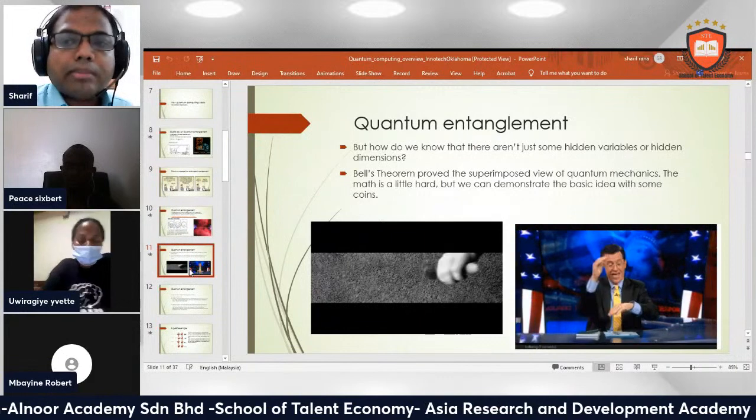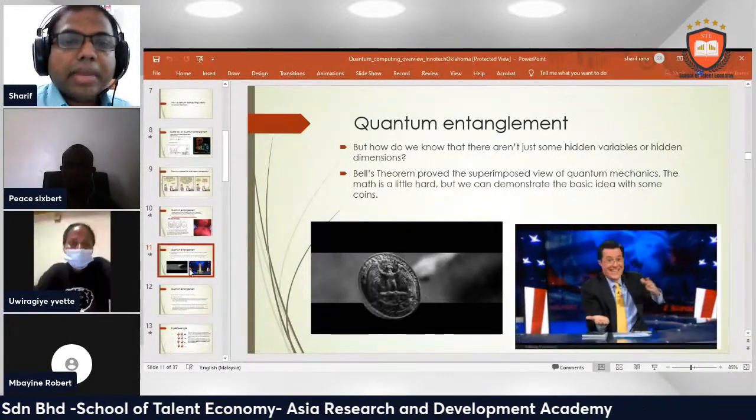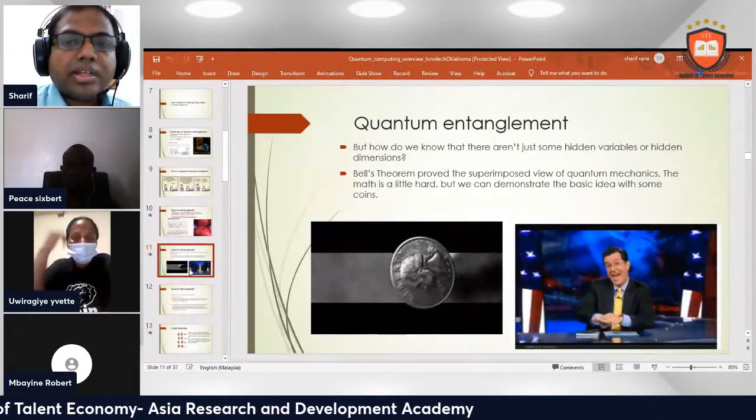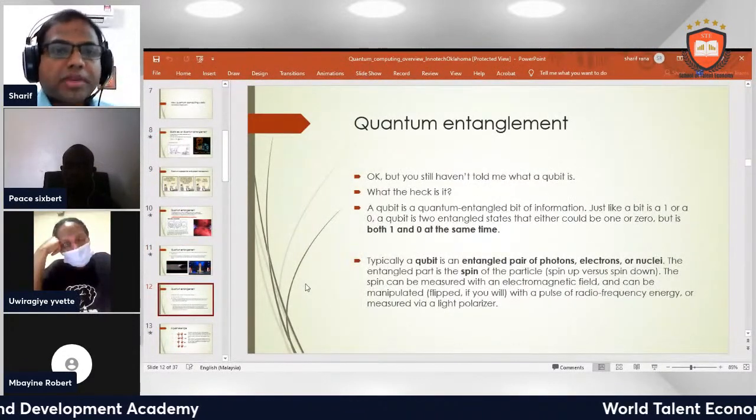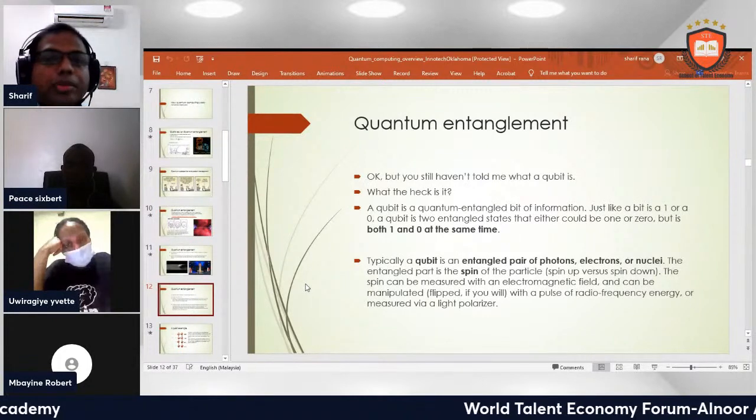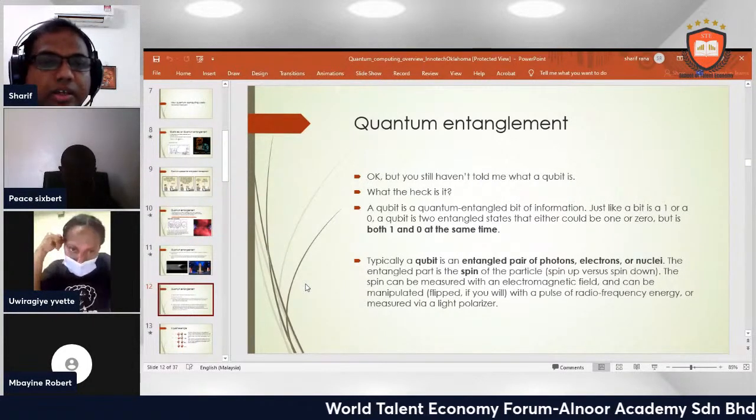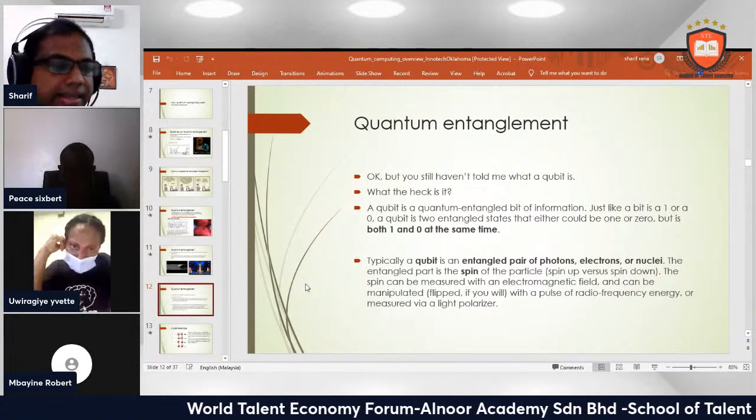The math of quantum mechanics is a little hard, but we can demonstrate the basic idea with some coins. Quantum entanglement. But you still have not told me what a qubit is. What the heck is it?